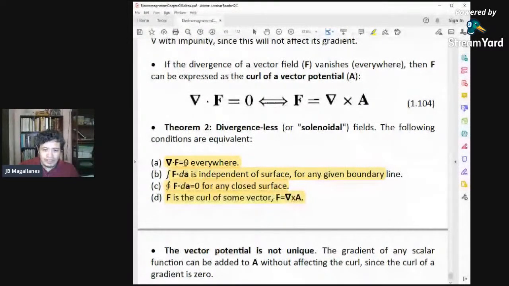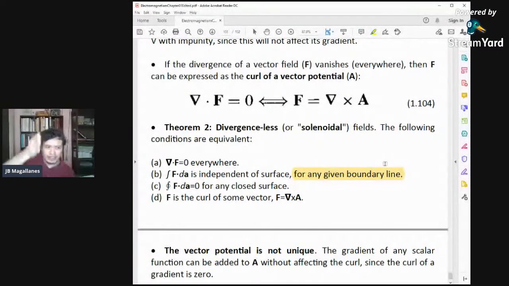So if the divergence of F is 0, then the integral of F dot dA is independent of the surface. Any surface, whether it's a cubical surface or a balloon surface, but of course you have to be careful of this statement for any given boundary line. If your boundary line is a rectangle, whatever surface is enclosed in that boundary line, whether the surface is ballooning in this direction or on the other side, the surface does not matter. Or you can choose a flat one.